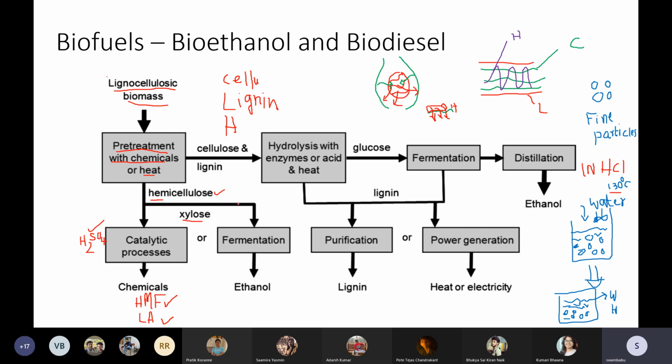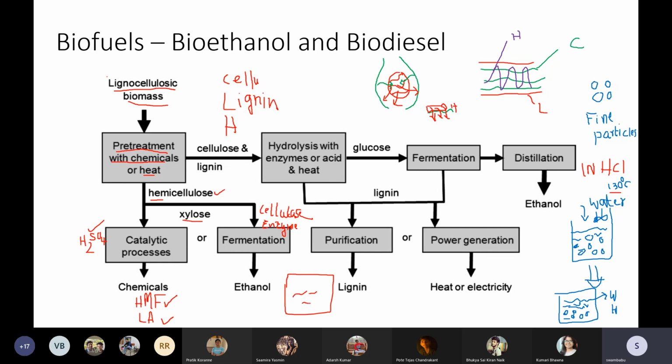If you take this hemicellulose dissolved in water and add certain enzymes like cellulase, the enzyme name is called cellulase, and we have a reactor which is almost like a pressure cooker, a very tightly closed reactor called an autoclave reactor.